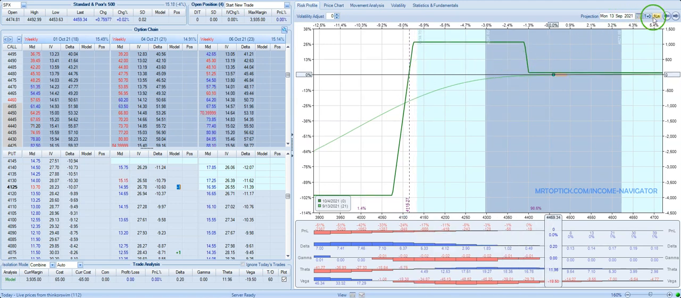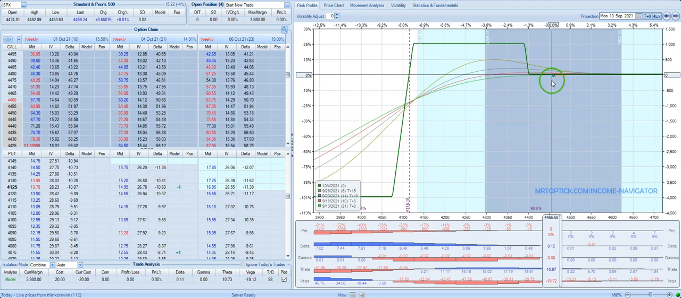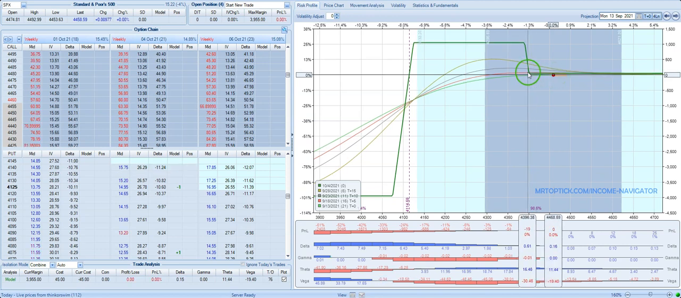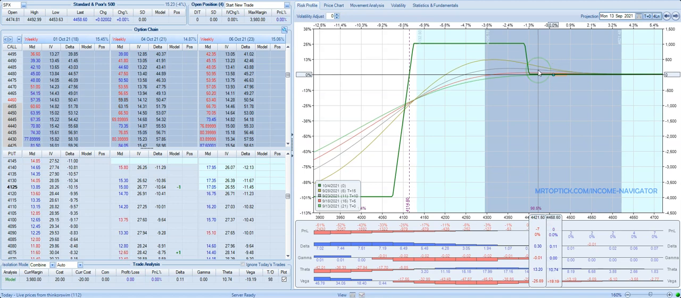Best case scenario, and we can put the T+0 lines over price and over time. So if the S&P is just going to kind of drift lower, we could potentially make upwards of 25% return on risk. Risk being the $4,000 that I have to put up with the broker to put this trade on.